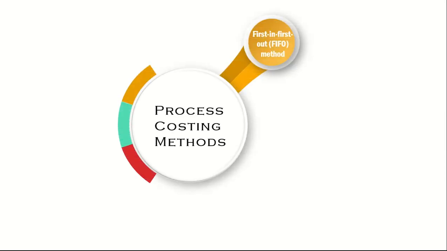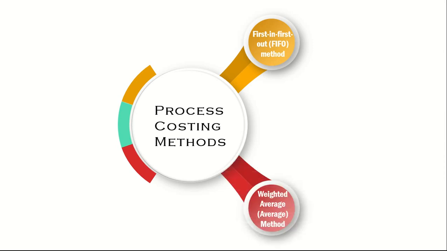Process costing methods. First in first out, FIFO, method. Under this method the units completed and transferred include completed units of opening work in process and subsequently introduced units. Weighted average method. Under this method, the cost of opening work in process and cost of the current period are aggregated and the aggregate cost is divided by output in terms of completed units.